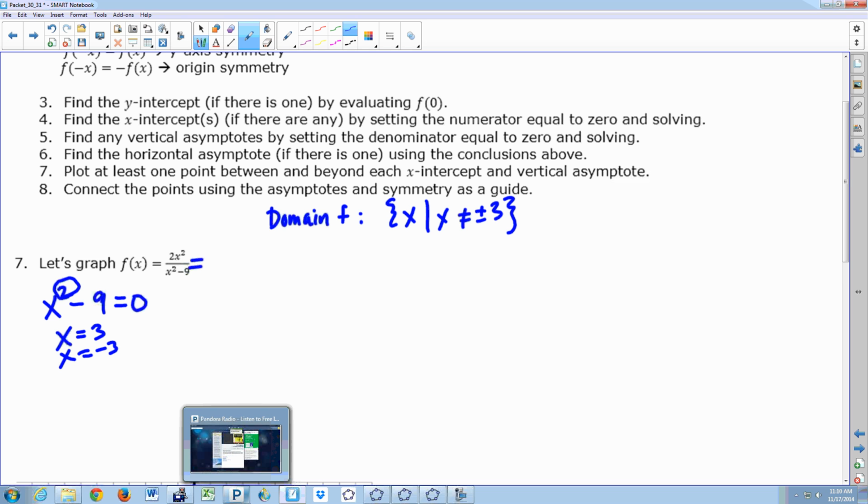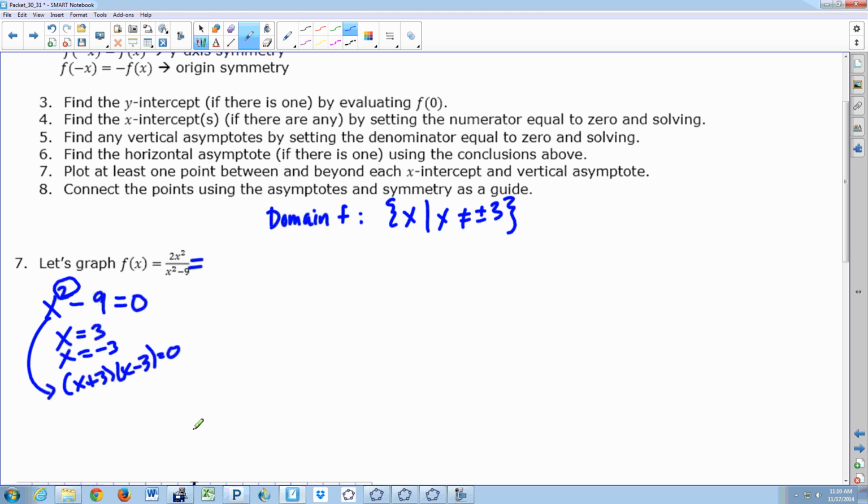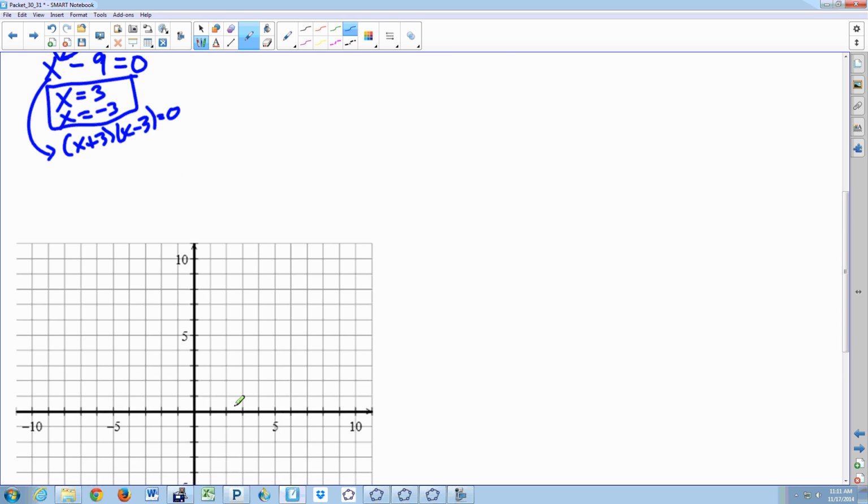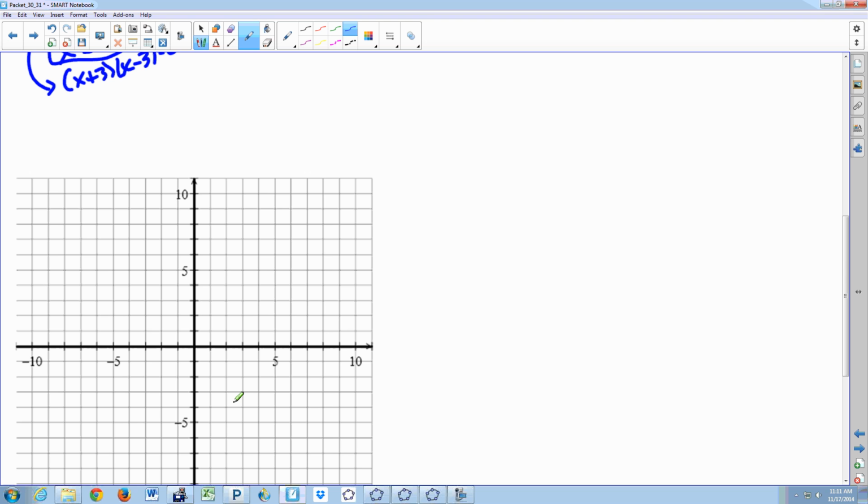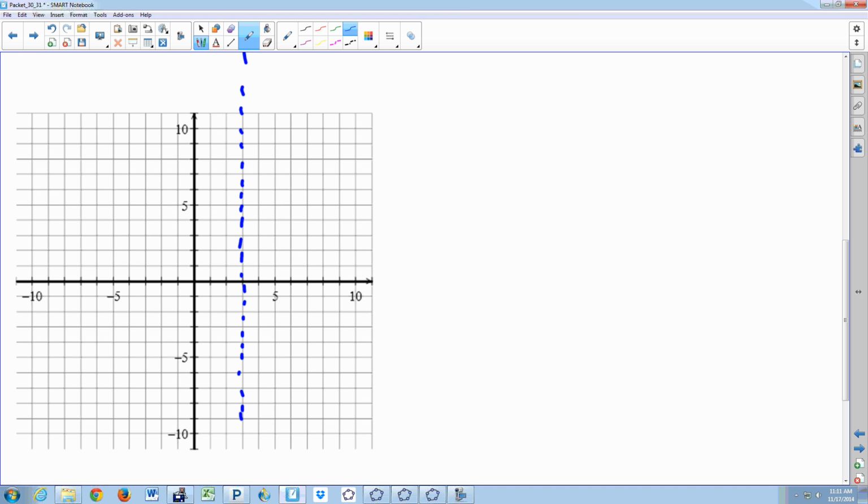You can get that by factoring this and seeing both factors are different, and therefore we have 2 different zeros. So that's how I get the domain. These are equations, and that leads me to vertical lines. X equals 3 and x equals negative 3 are vertical lines. So that's my vertical asymptotes. I can start with putting these dotted vertical lines straight down through positive 3 and negative 3.